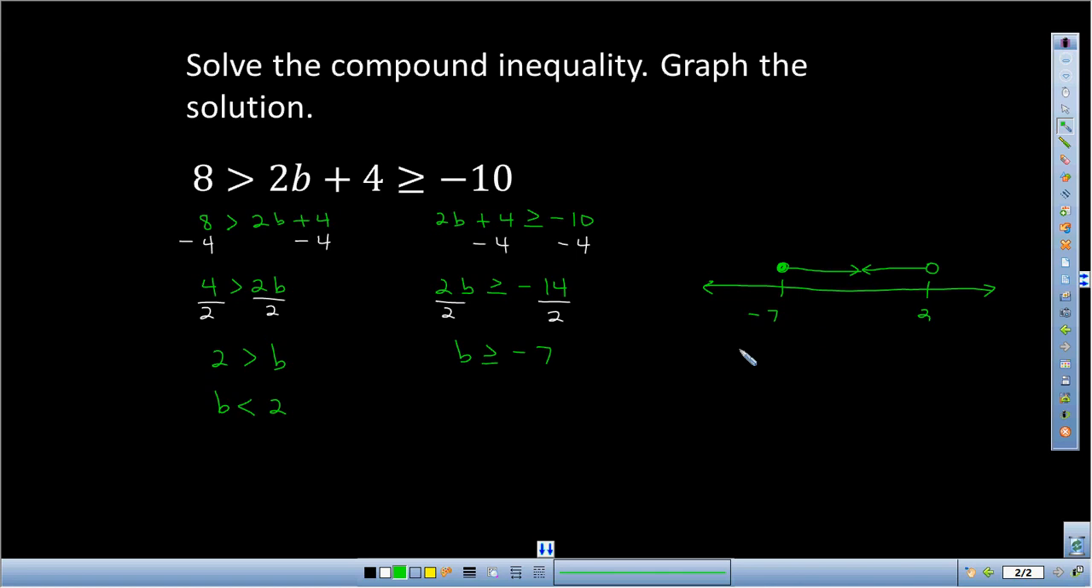Now, just for fun, let's write the solution in both set builder notation and interval notation. So our set builder notation would be that b is an element of the real numbers such that b is greater than or equal to negative 7 and b is less than 2. Now, to write that in interval notation, we're going to use a bracket because we're including negative 7 as the beginning of the interval on the left-hand side and going up to the number 2, but not including 2, so we'll use a parenthesis on that one. And there you have the graph as well as the interval and set notation.